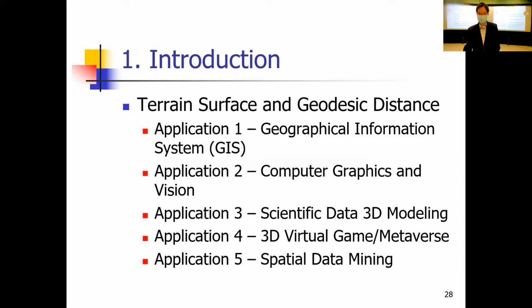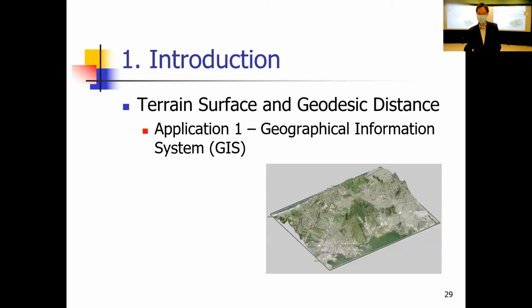And there's a lot of applications in this domain, terrain surface and geodesic distance. Application 1 to application 5. Application 1, geographic information system, GIS. Application 2, computer graphics and vision. Application 3, scientific data 3D modeling. Application 4, 3D virtual game, and recently Facebook announced Metaverse is also related to this work. Application 5, spatial data mining. And for application 1, you can see that we have the 3-dimensional geographic information system. Based on this, we can find something, for example, shortest path and some other related spatial queries.